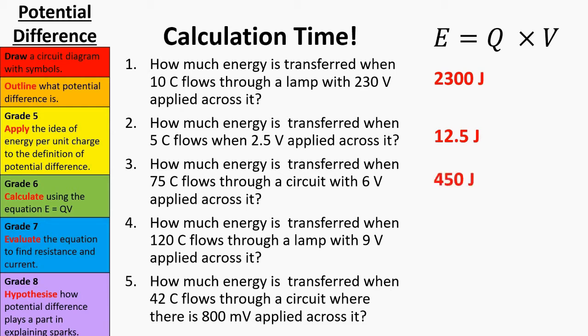450 joules. How much energy is transferred when 120 coulombs flows through a lamp with 9 volts applied across it? 1080 joules. And finally, how much energy is transferred when 42 coulombs flows through a circuit where there is 800 millivolts applied across it? 33.6 joules.